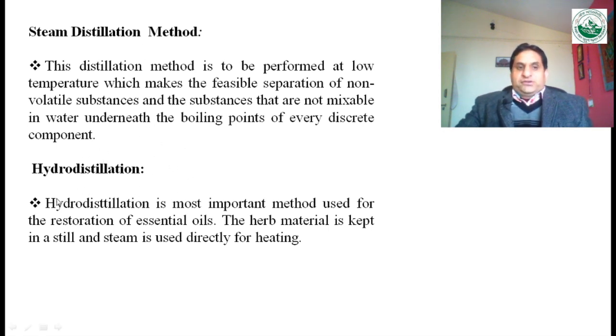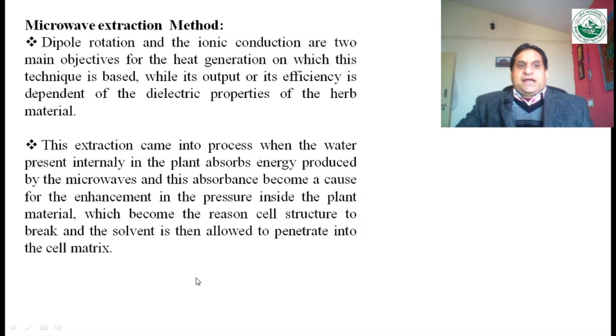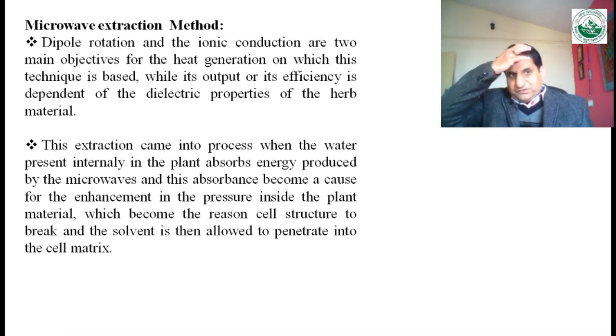And in case of hydro distillation method, we will take the plant material in a still, and steam is used directly for heating. So we will take the plant material in a still, and with the help of heating, steam will go, and then with the help of this steam the essential oils come out, and it is a very useful and important method for the extraction of the essential oil. And this one is the microwave extraction method. Basically this method is used for research purposes.